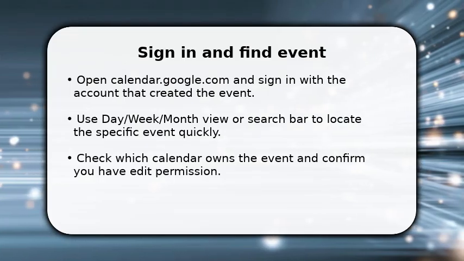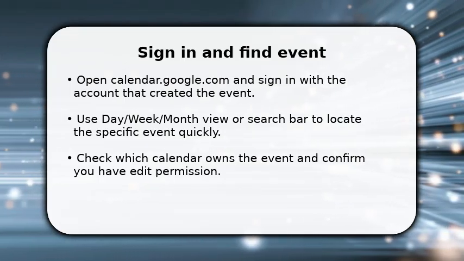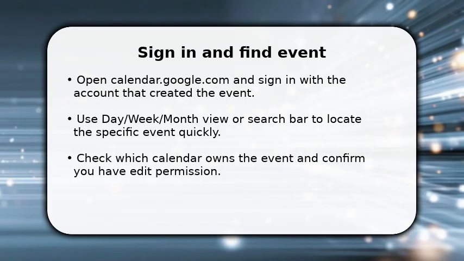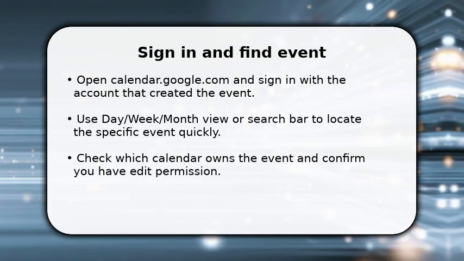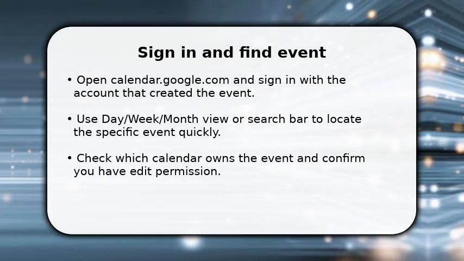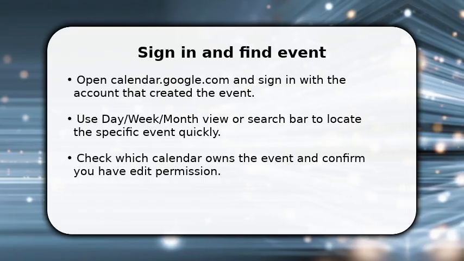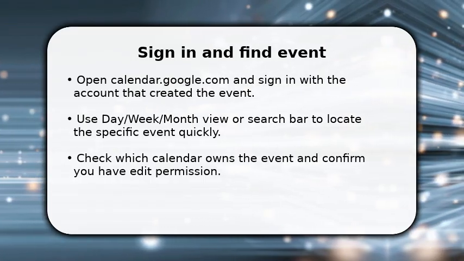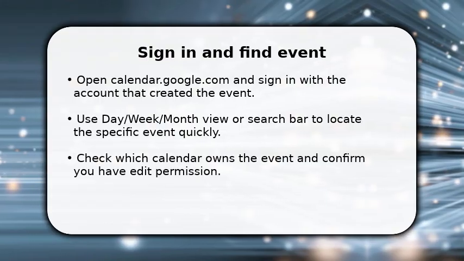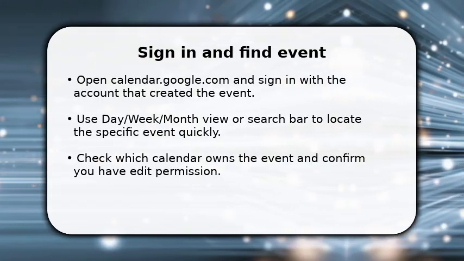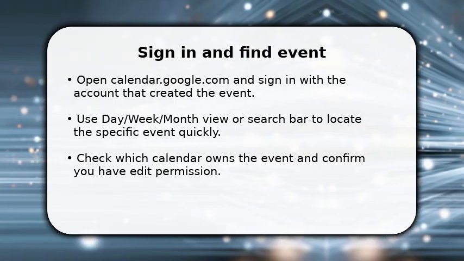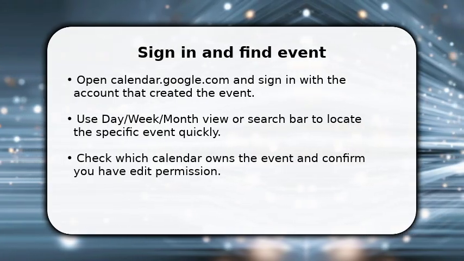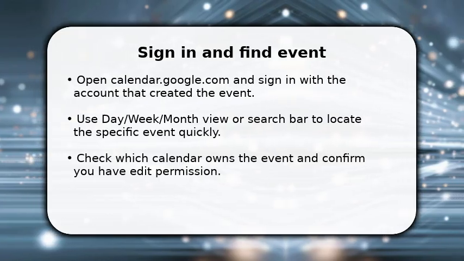Enjoy the video. You're starting in Google Calendar. Sign into the account that created the event. Once signed in, switch to day or week for faster scanning, or type the event name into the search box to jump straight to it. Make sure the event belongs to a calendar you can edit. If not, you'll need the owner to cancel. Now that you've located the event and confirmed permissions, you're ready to open it and take the next action.